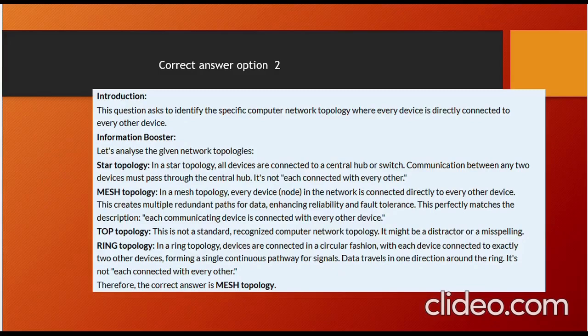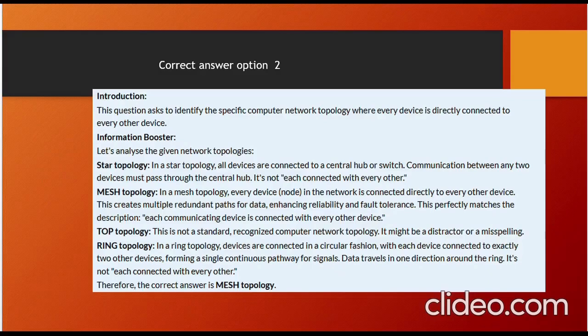Given network topology, star topology: all devices are connected to a central hub or switch. Communication between any two devices must pass through the central hub. It is not connected to every other computer. In mesh topology, every device is connected directly to every other device. This creates multiple redundant paths for data, enhancing reliability and fault tolerance. This perfectly matches the description: each communicating device is connected with every other device.